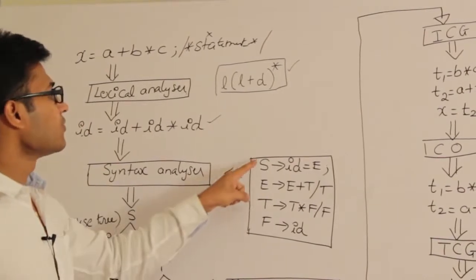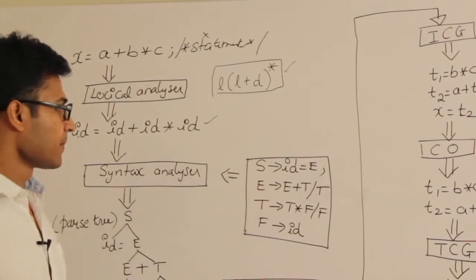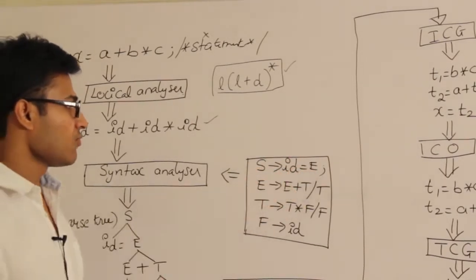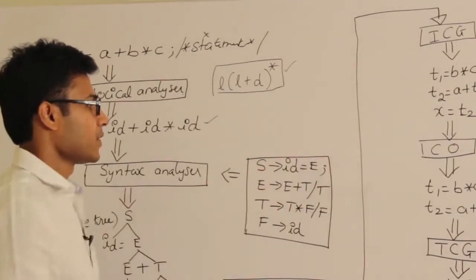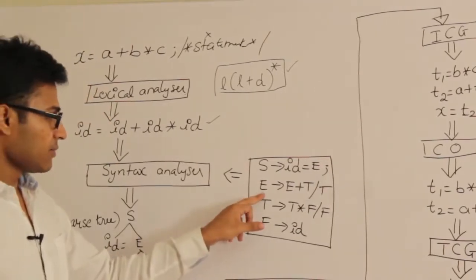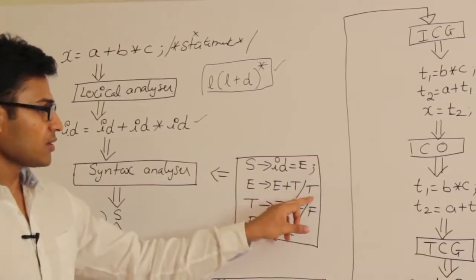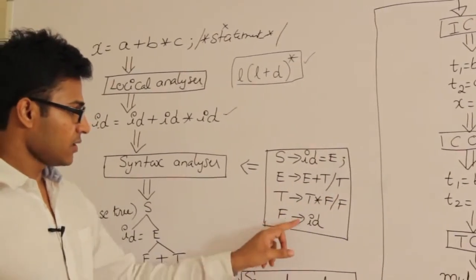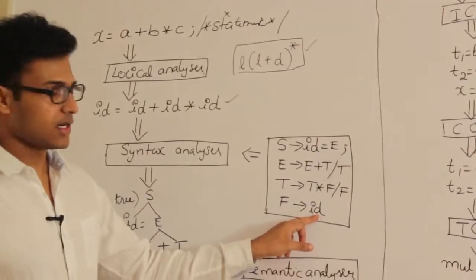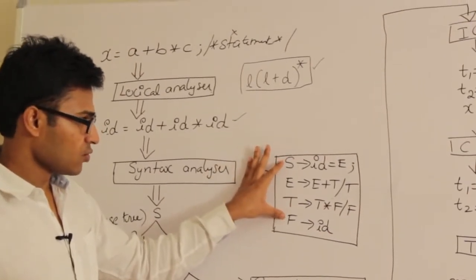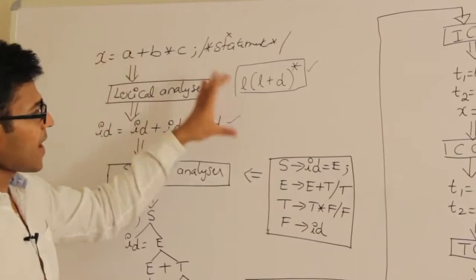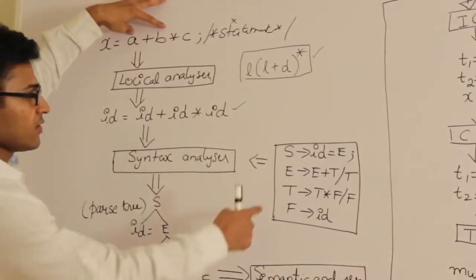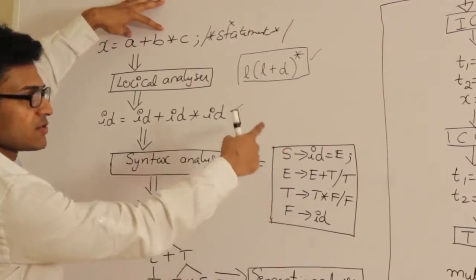For example, the meaning of these few productions is this: a statement can be identifier is equal to expression followed by semicolon. An expression can be expression plus term or term. A term can be term into factor or factor. A factor can be simply an identifier, right? So using these rules, your program has to be matched against them, which means the input has to be checked whether we have given it according to this format which we wanted.